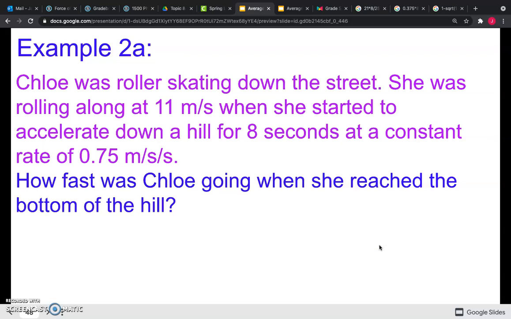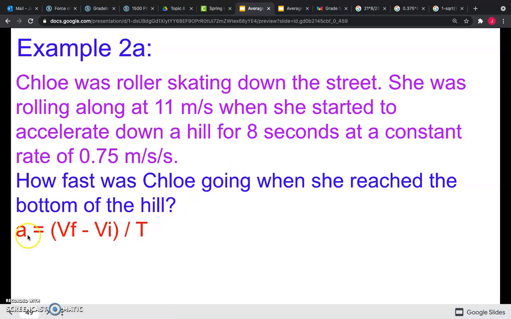Okay, so let's go through an example. Chloe was roller skating down the street. She was rolling along at 11 meters per second when she started to accelerate down a hill for 8 seconds at a constant rate of 0.75 meters per second per second. How fast was Chloe going when she reached the bottom of the hill?